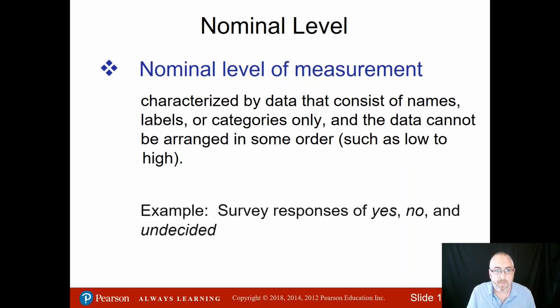An example is survey responses of yes, no, and undecided. It really doesn't matter what order those 3 choices are in. It doesn't make it better or worse. So that's why it's nominal.